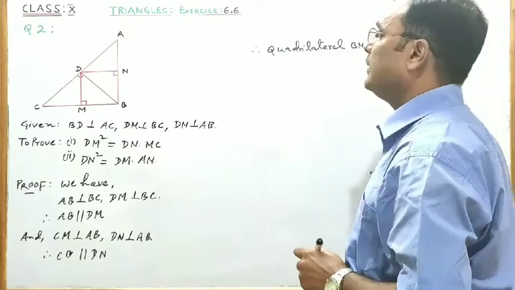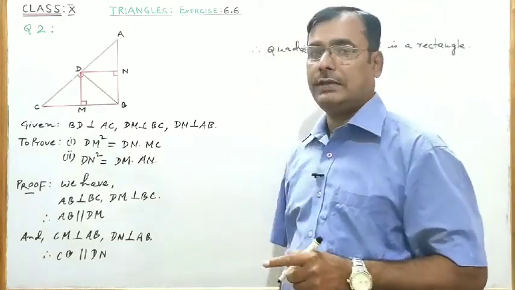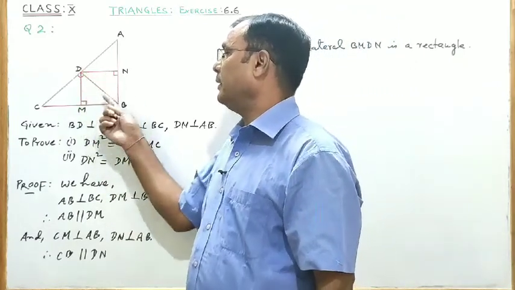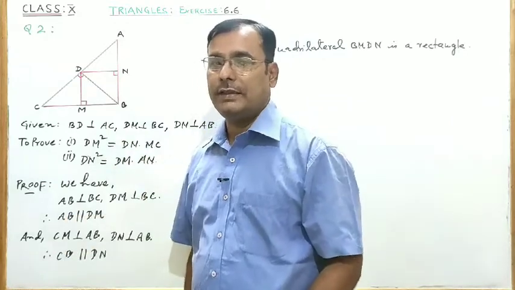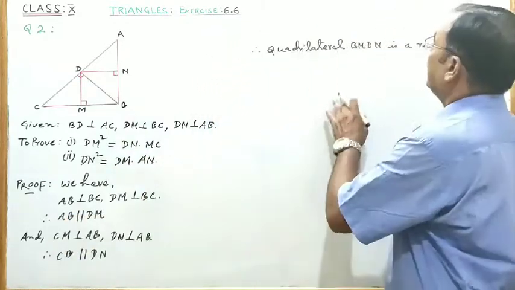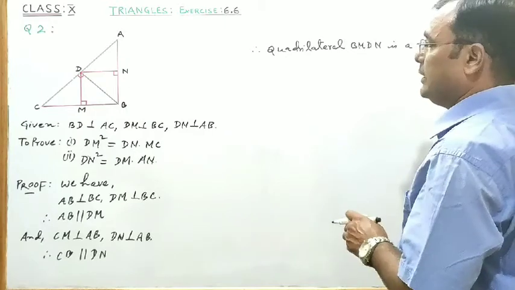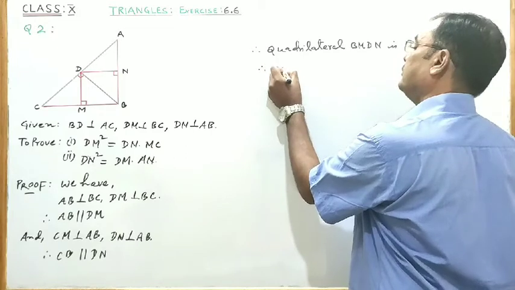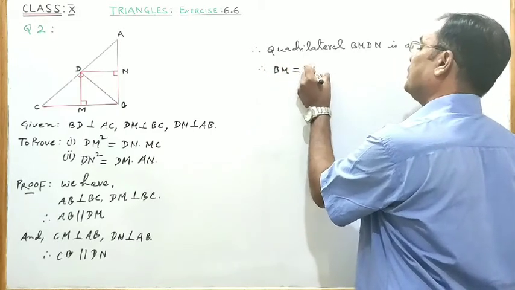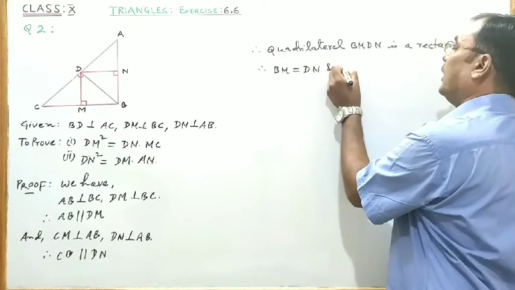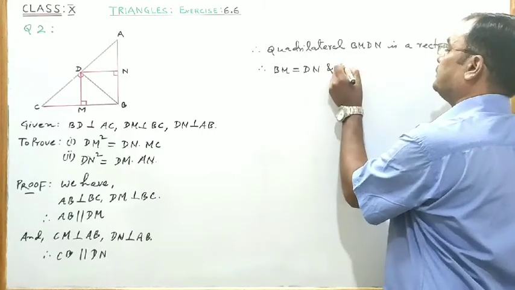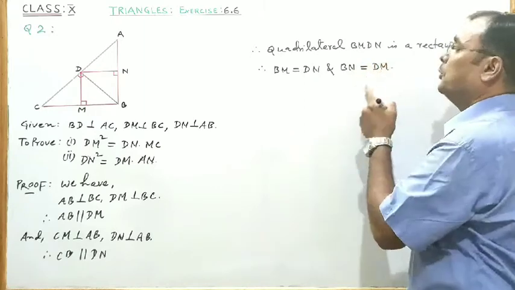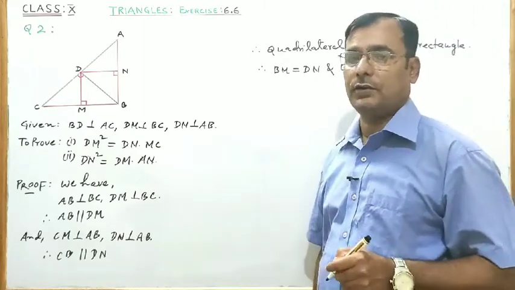Why is this quadrilateral BMDN a rectangle? Because opposite sides are parallel and each interior angle is a right angle. So that's why quadrilateral BMDN is a rectangle, and therefore BM is equal to DN and BN is equal to DM. Opposite sides of a rectangle are equal.